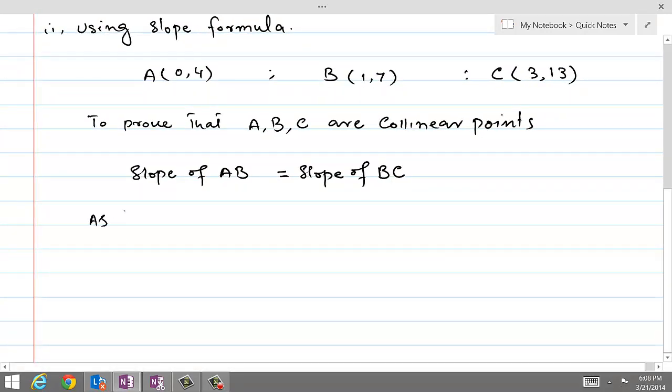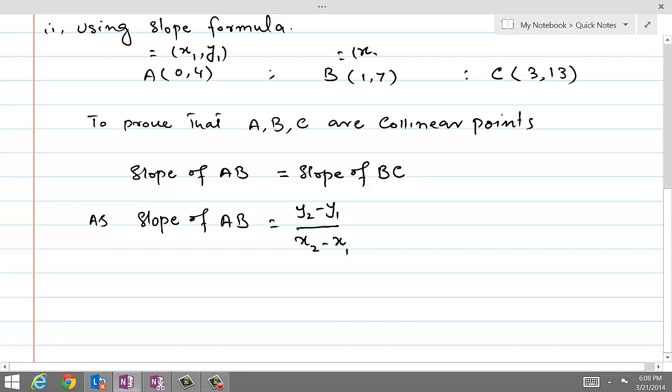As slope of AB, what is the formula is y2 minus y1 over x2 minus x1. For starting point, we usually name the point as x1, y1. Let's name this as x1, y1 and name this as x2, y2. So once we have named, we know that y2 is equal to 7, x2 is equal to 1 and x1 is equal to 0 and y1 is equal to 4.